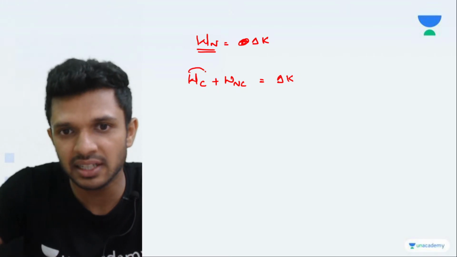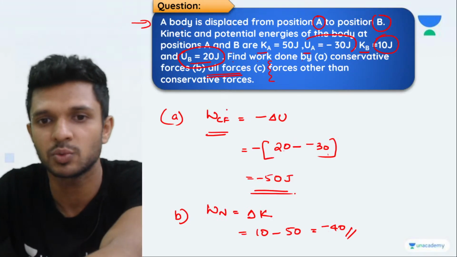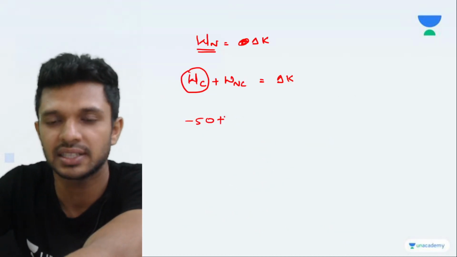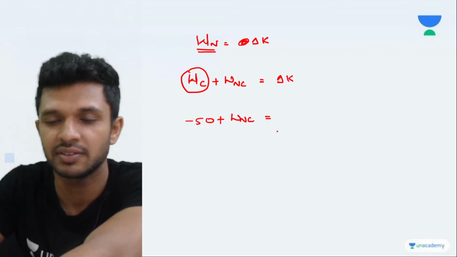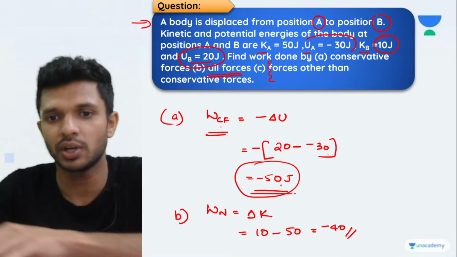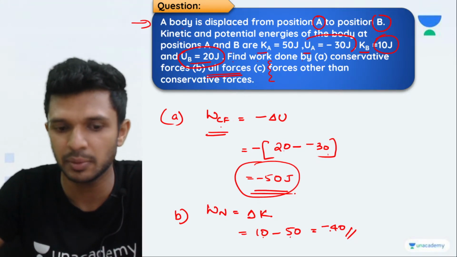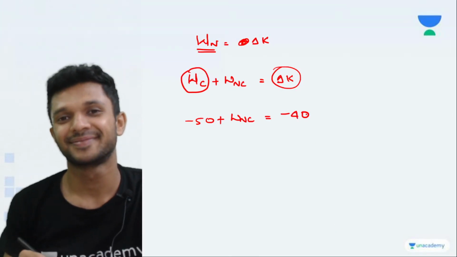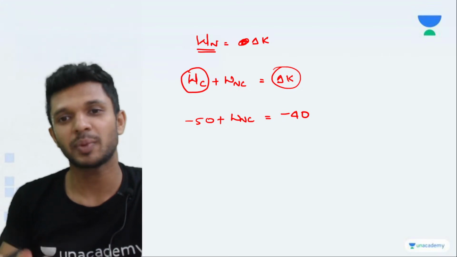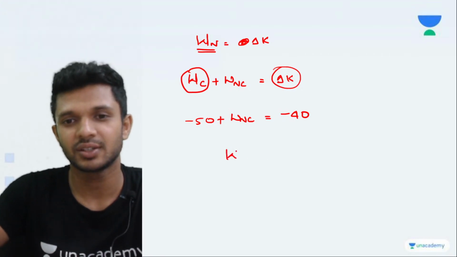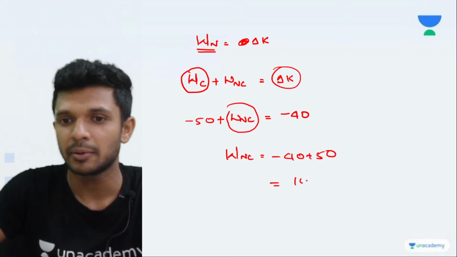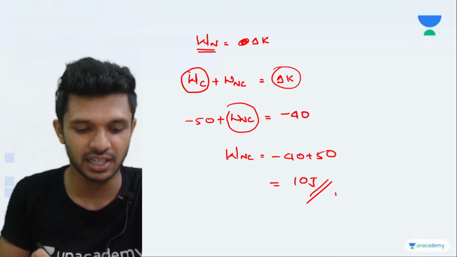Work done by conservative, we already have found out. How much is the work done by conservative? Minus 50. Let us write here: minus 50 plus work done by non-conservative is equal to the change in kinetic energy. What is the change in kinetic energy? It is 10 minus 50, minus 40. We already have found out, minus 40. Just sit there, have a smile on your face because you got the answer. What is the answer? Work done by non-conservative equals minus 40 plus 50. How much is it? Plus 10 joules. There we have the answer.